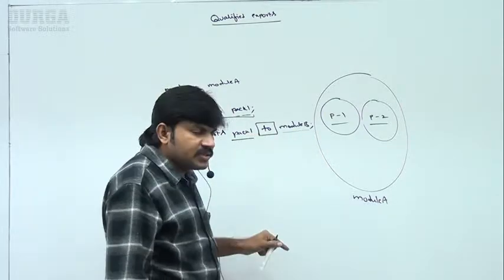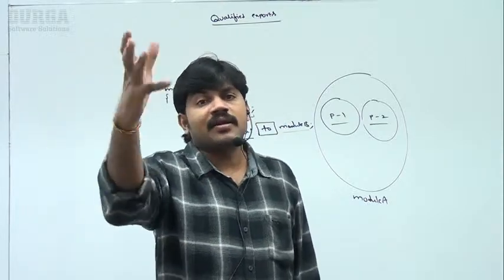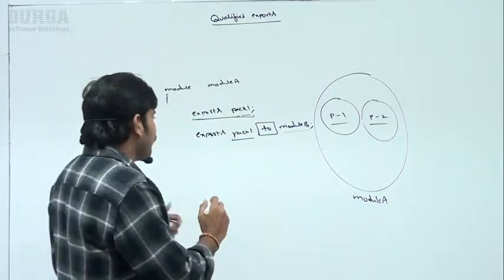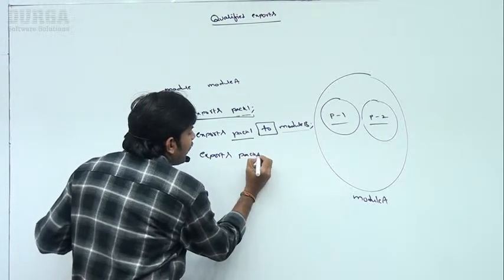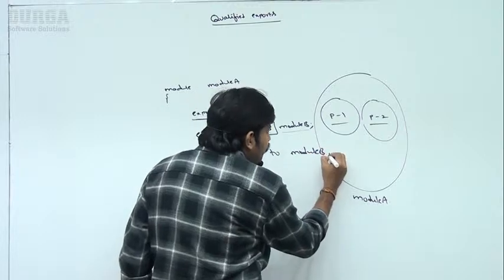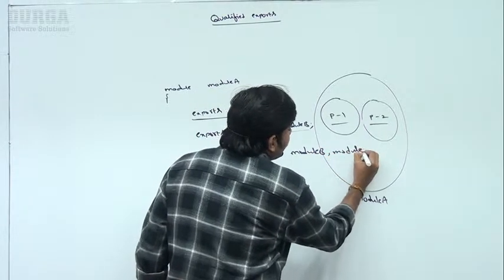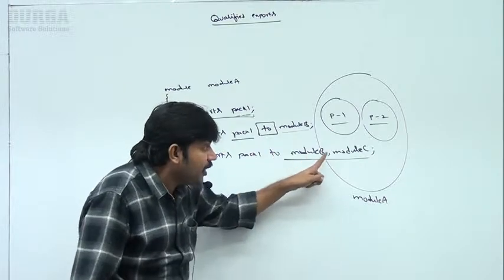Now pack 1 is available only for module B. Module C and module D are not allowed to access it. In the same way, exports pack 1 to module B, module C.